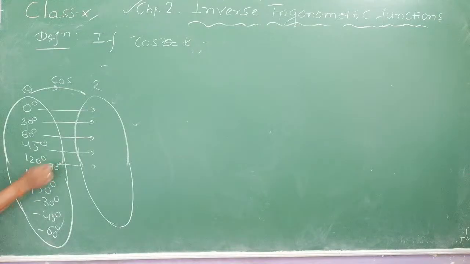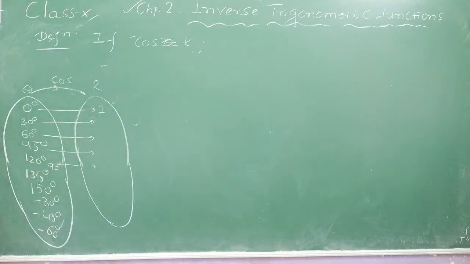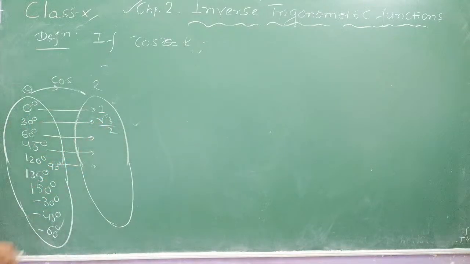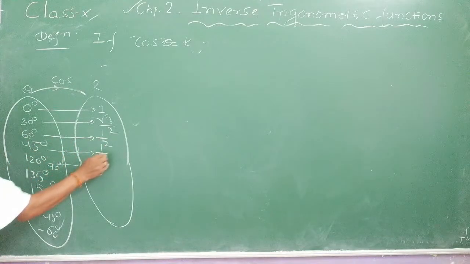I'll write here. What is the value of sine 0? Sorry, cos 0. Cos 0 is 1. Cos 30 is root 3 by 2. Observe. Cos 60 is 1 by 2. Cos 45 is 1 by root 2.